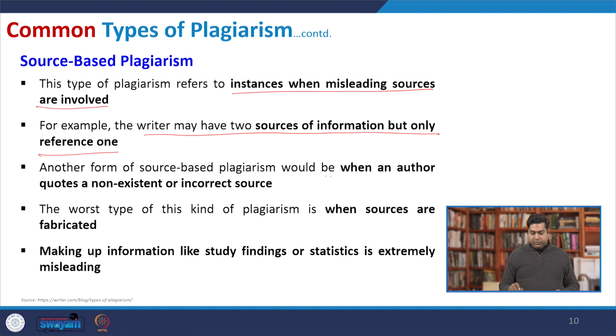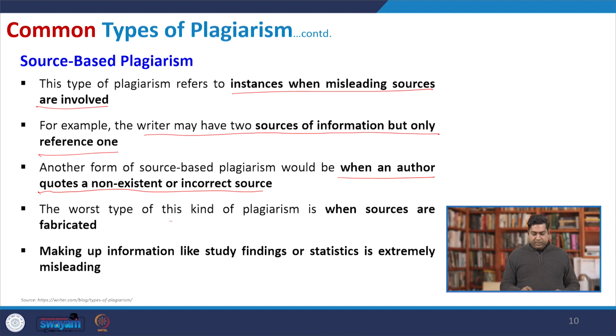Another form of source based plagiarism would be when an author quotes a non-existent or incorrect source. That source is not available, or sometimes it was there but now it does not exist. So before communicating, before finalizing, we should check that each and every source that we are giving is correct. We have to give that much time to our research writing, because this is what will portray what we are doing, right? We can do an excellent work, but if we fail to communicate in a proper manner, if we fail to write the paper with proper citation, then probably it will be another disaster. You can say that this is not the intent of doing the research.